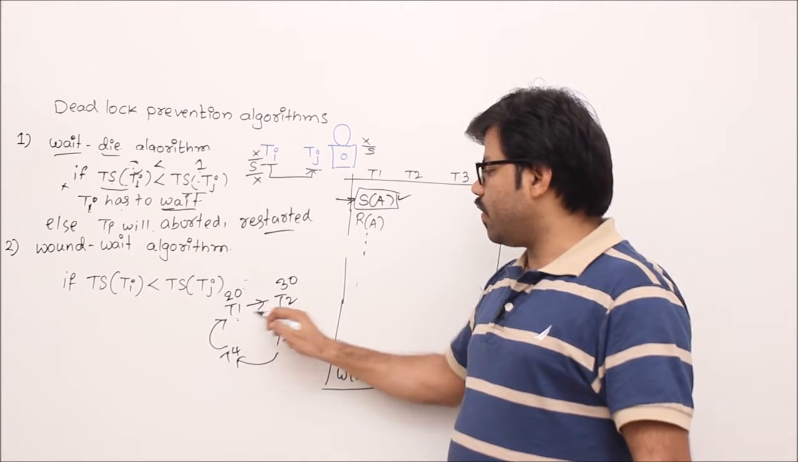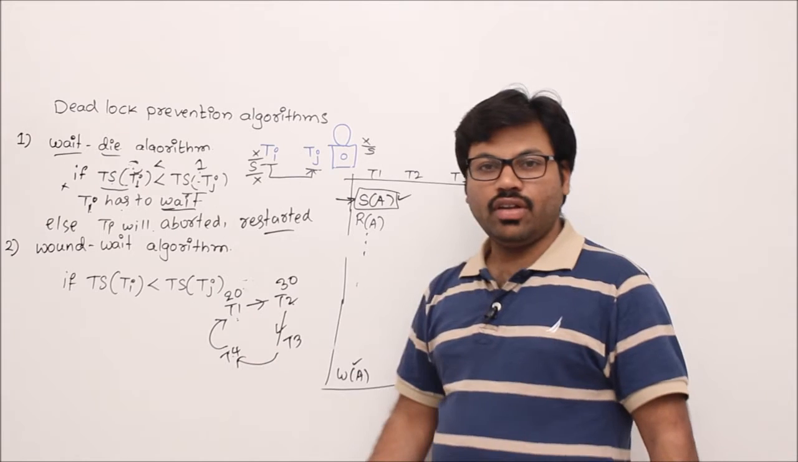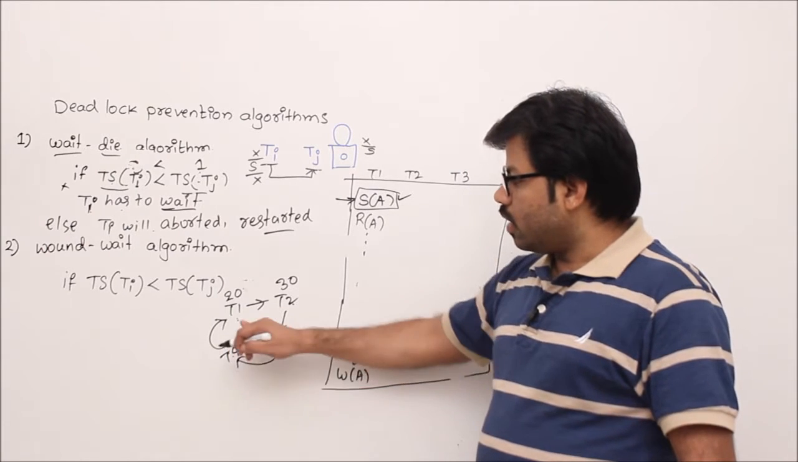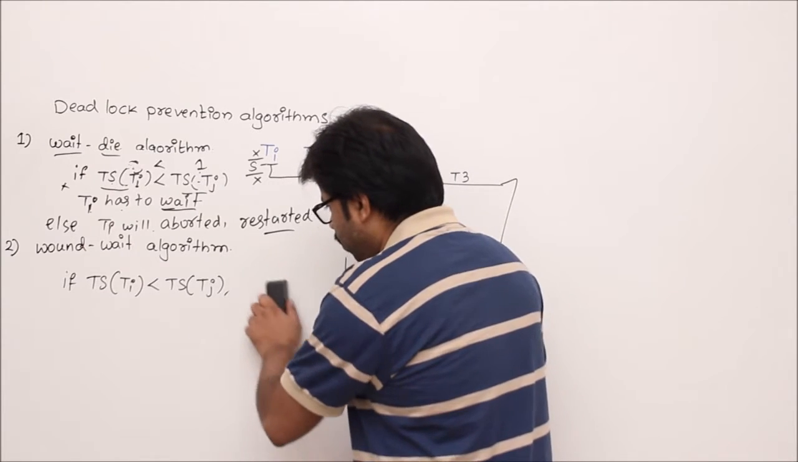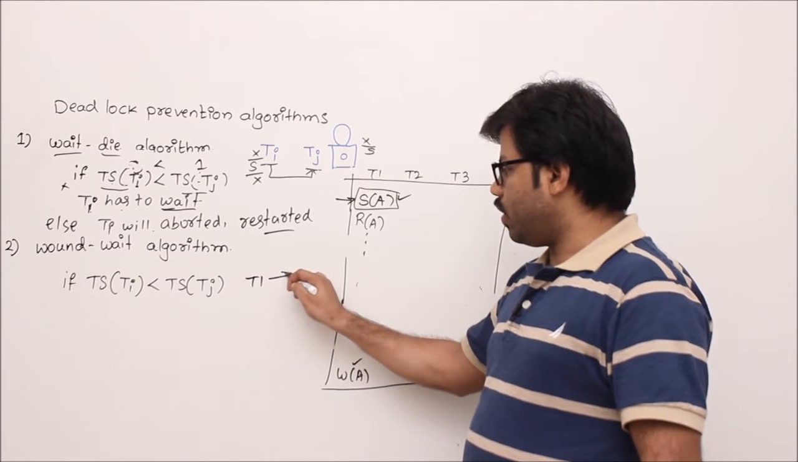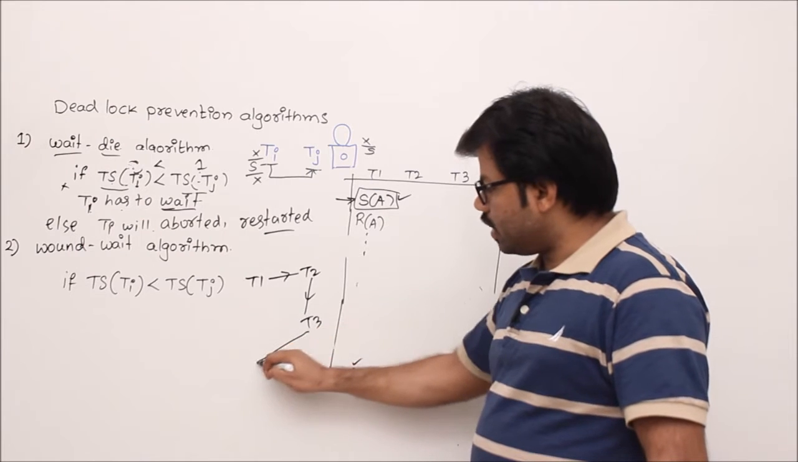That's why now T1 is waiting on T2. Now Mr. T4, why are you waiting on T1? The reason T4 is waiting on T1 is, let's take the diagram one more time. So T1 is, let's say, waiting on T2. So T2 is waiting on T3. T3 is waiting on T4.